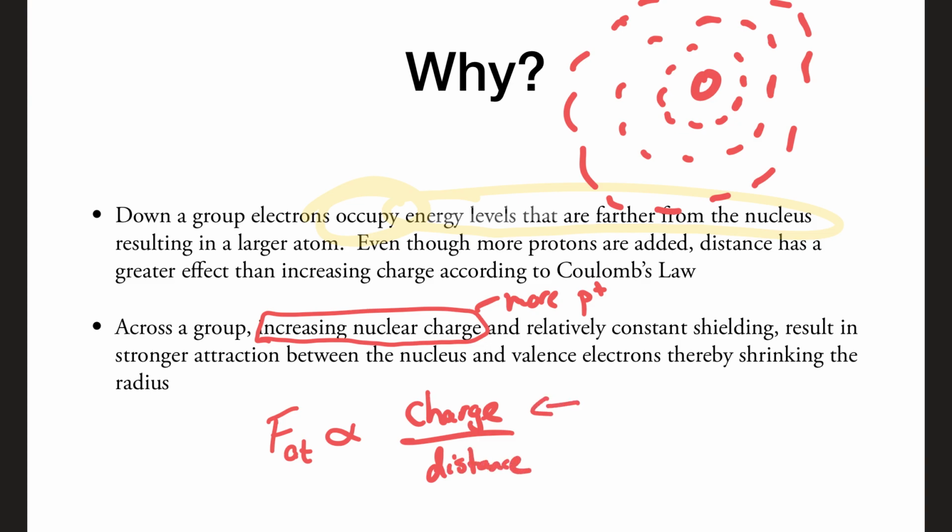And in this context, charge is the number of protons, and the distance is the occupied energy levels, right? How many energy levels, how many shells are there in the atom? And again, across a period, the number of shells remains constant. The number of protons increases as we go across. So the numerator is increasing while the denominator is largely staying the same. So the attractive force is getting greater.